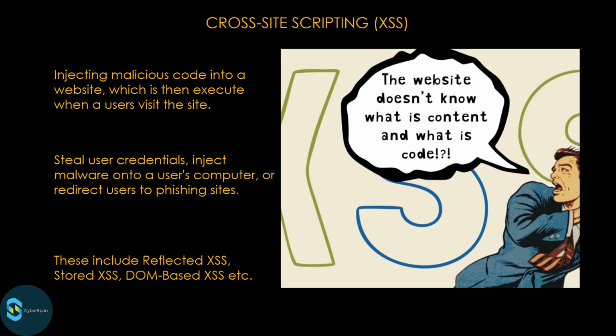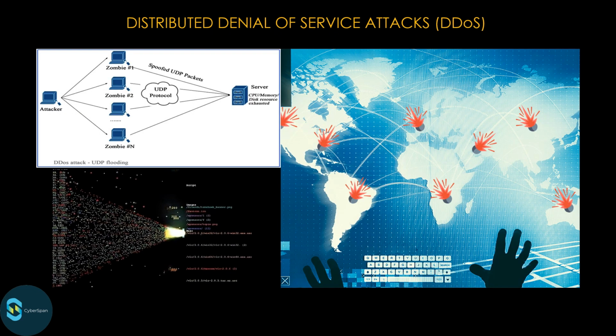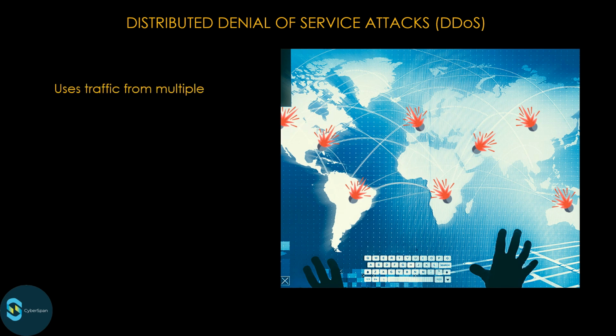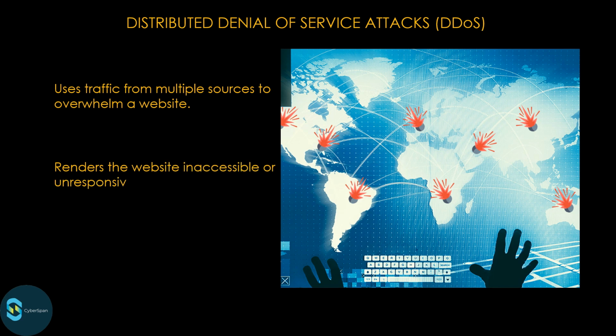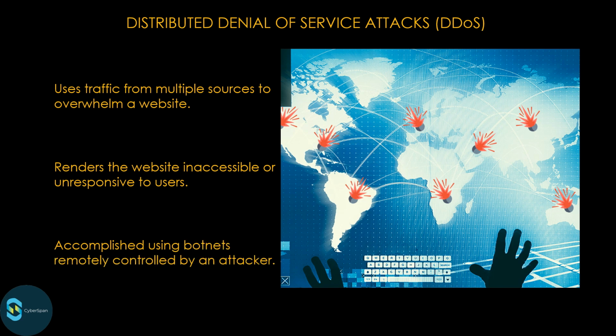The next form of attack is the distributed denial of service attacks. Distributed denial of service attacks are a type of cyber attacks where a hacker overwhelms a website with bogus traffic from multiple sources. This renders the website inaccessible to legitimate users. It is often accomplished using botnets, which are networks of compromised computers that can be controlled remotely by a hacker.